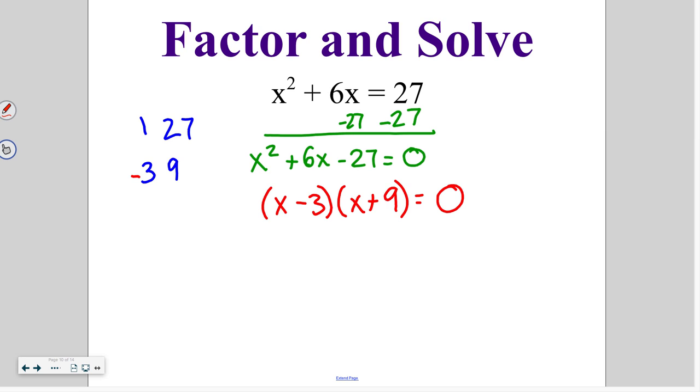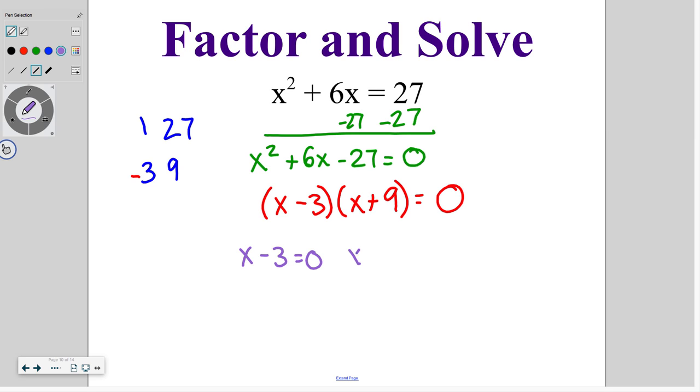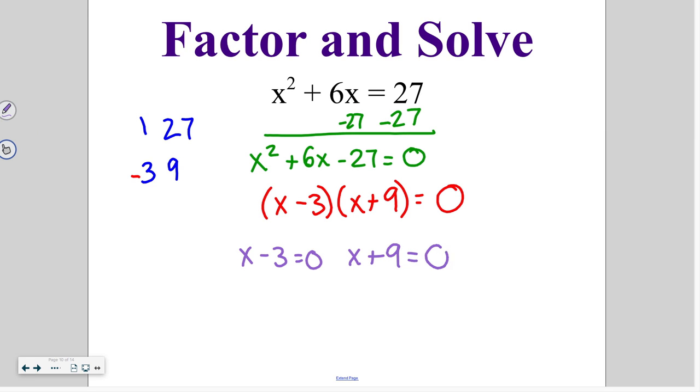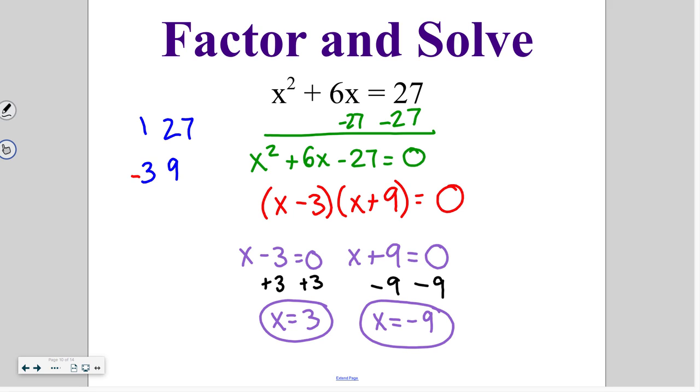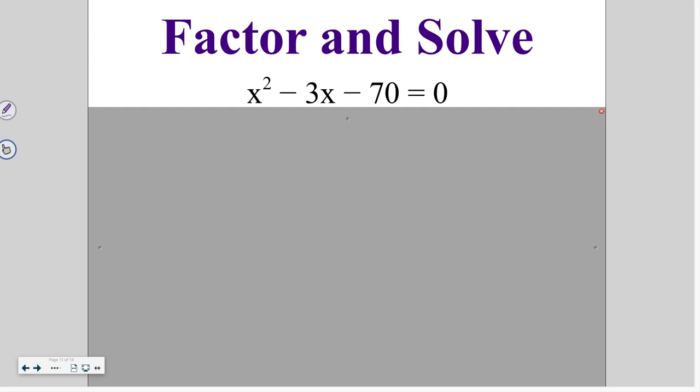The solve portion of this means that each of the factors need to get set equal to 0. So x minus 3 is equal to 0, and x plus 9 is equal to 0. Solving the first one by adding 3 and adding 3, I get an answer of x is equal to 3. So that's the first answer. And then the second one, I'm going to subtract 9 and subtract 9. So I get an answer of x is equal to negative 9. So when I'm solving, I'm going to end up with 2 values for x. Go ahead and try this one on your own.